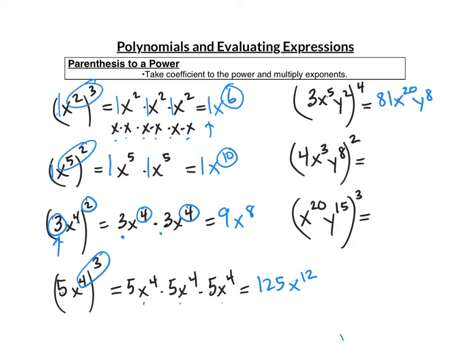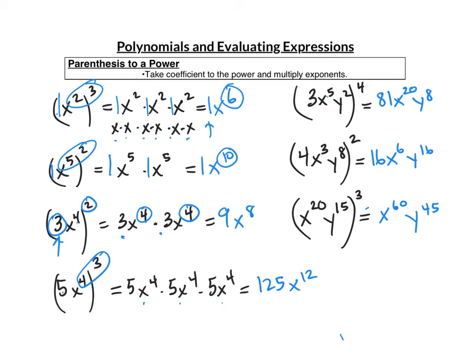Next example, 4 squared, 4 times 4, not 8, but 16. 4 times 4 is 16. Again, multiply your exponents. X cubed squared is x to the 6th. Y to the 8th squared is y to the 16th. Last one, x to the 20th cube, well, that's x to the 60th. Y to the 15th cube, 3 times 15 is 45.